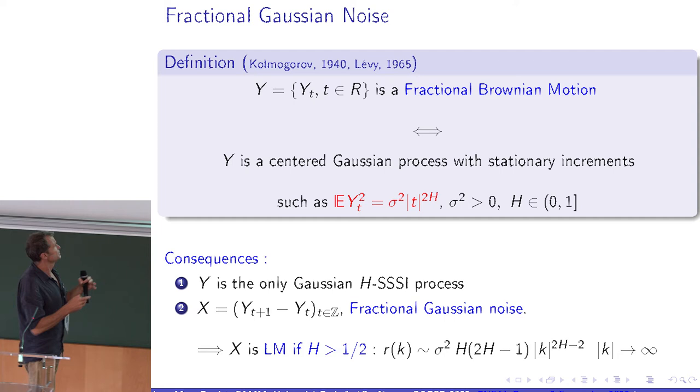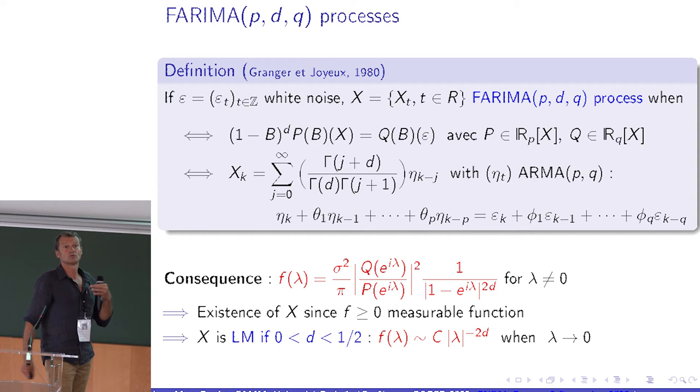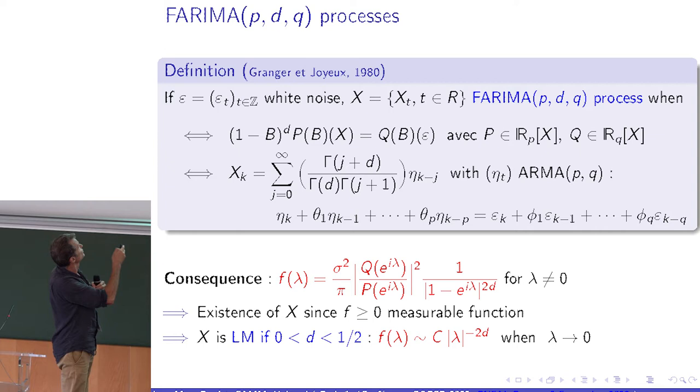Second famous example: this is an extension of ARMA processes, which are called FARIMA or ARFIMA processes. The F is for fractional, and the I is for integrated. So you have a definition which is given from a white noise, epsilon here, and first you have an equation using the shift operator B, the backward operator.